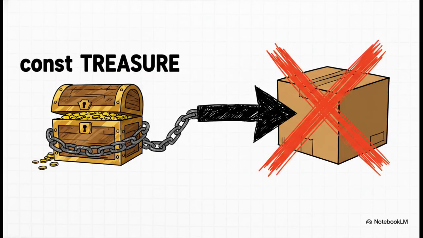This, however, is what const prevents. You can't tell the variable to stop pointing at the original treasure chest and point to a completely new one instead. That reference is locked in. And that's an amazing safety feature because it stops you from accidentally wiping out your entire data structure. Whew.